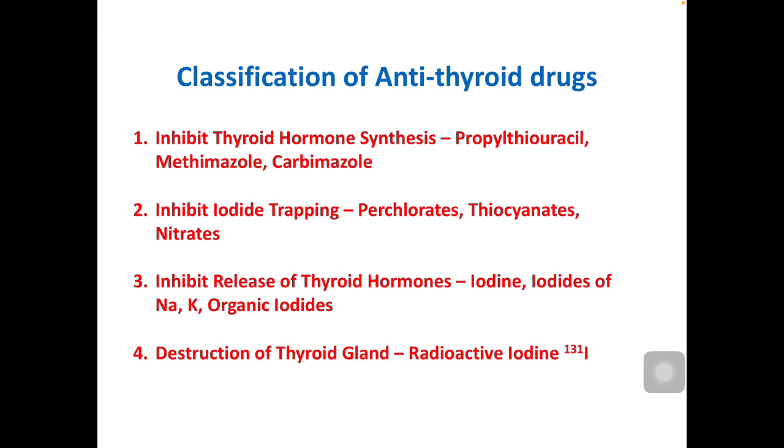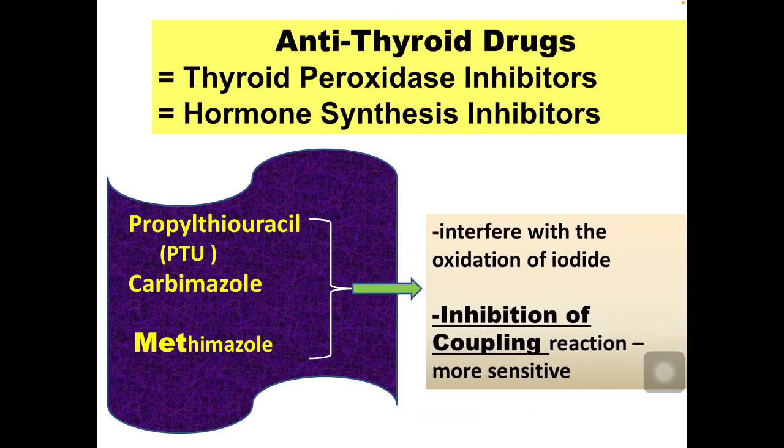Those that inhibit iodide trapping, that is, they inhibit the sodium iodide symporter: you have perchlorate, thiocyanate, nitrates. Those that inhibit the release of thyroid hormones, that is, proteolysis and release is inhibited: you have iodine, iodides of sodium and potassium, organic iodides. And finally, we can destroy the thyroid gland by using radioactive iodine I-131.